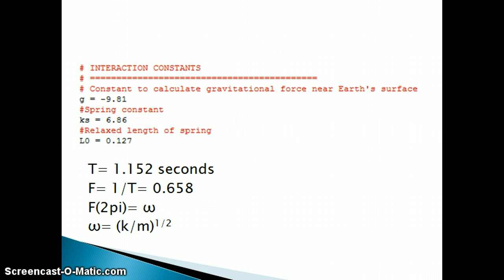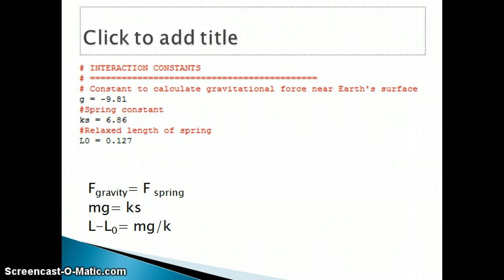Using the frequency, you can solve for angular frequency, which is equal to 2 pi times the frequency. Using this value, we can solve for k because omega, or angular frequency, is equal to the square root of k over m, and m is known, and we now know omega. So using the value of k, we solve for L naught, because at equilibrium we know that the force of gravity is equal to the force of the spring. Because we know this, we can say that mg is equal to ks. And because we know the values of L, which is 0.7, and mg, as well as now k, we can solve for L naught.